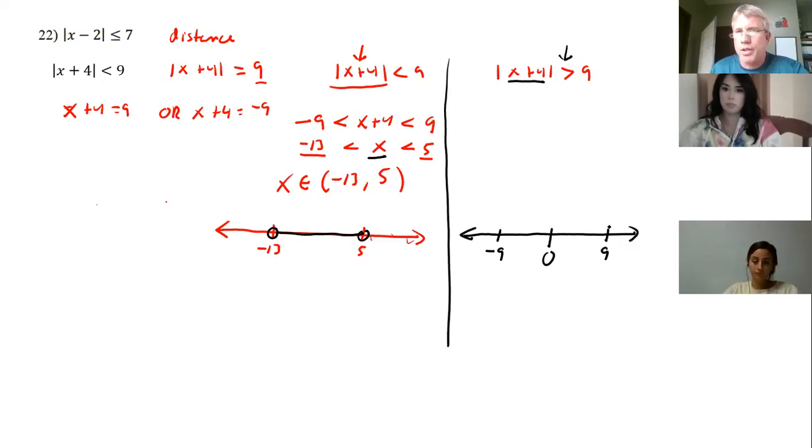X plus 4 could be anywhere to the right. If X plus 4 is 10, then it's further than 9 units from 0, right? I need the distance from 0 to be bigger than 9. So any numbers out here going towards infinity will be bigger than 9 or further than 9 from 0. Or anything going this way is further than 9 from 0.